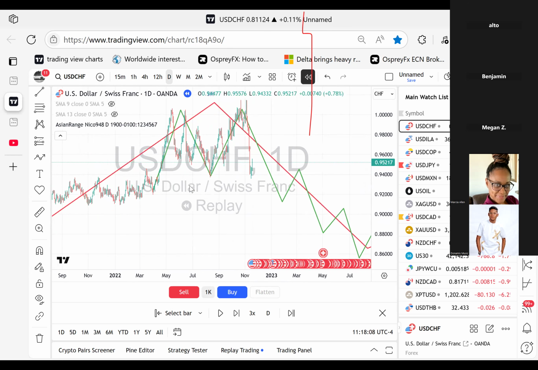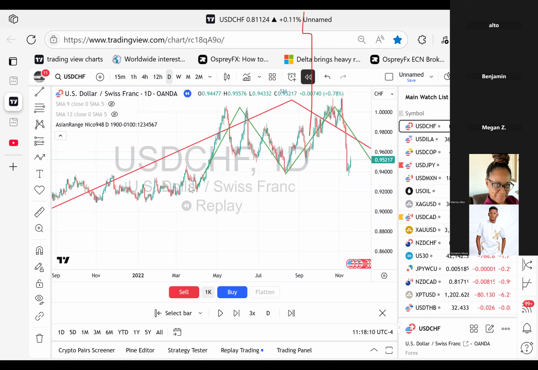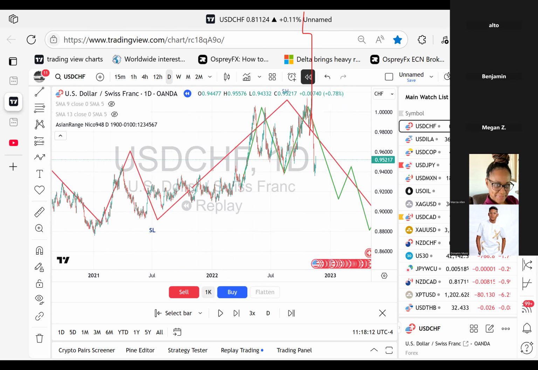Do y'all know what imbalances and zones are? Probably not. Okay, we'll discuss that later. Right now, I'm just talking about the structure. We could take this sell trade down into this area, right?